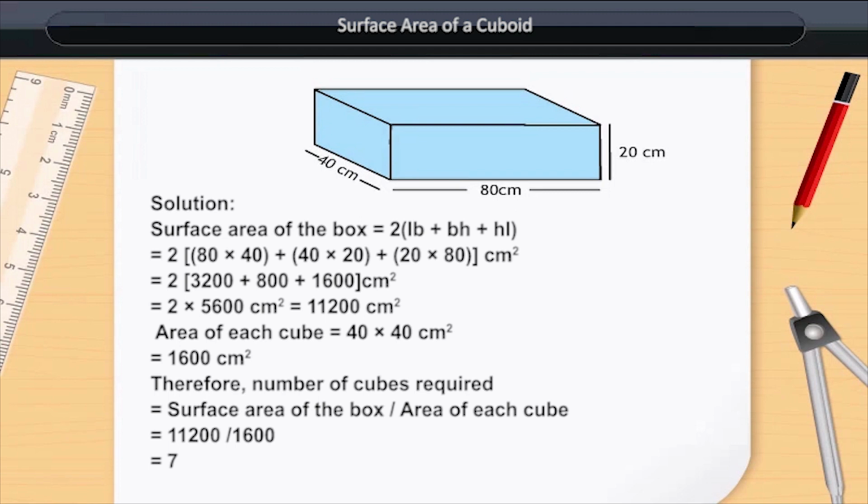Area of each cube is equal to 40 multiplied by 40 centimeters square, which is equal to 1,600 centimeters square. Therefore, number of cubes required is equal to surface area of the box divided by area of each cube, which is equal to 11,200 divided by 1,600, which is equal to 7. Let us try to solve another example.